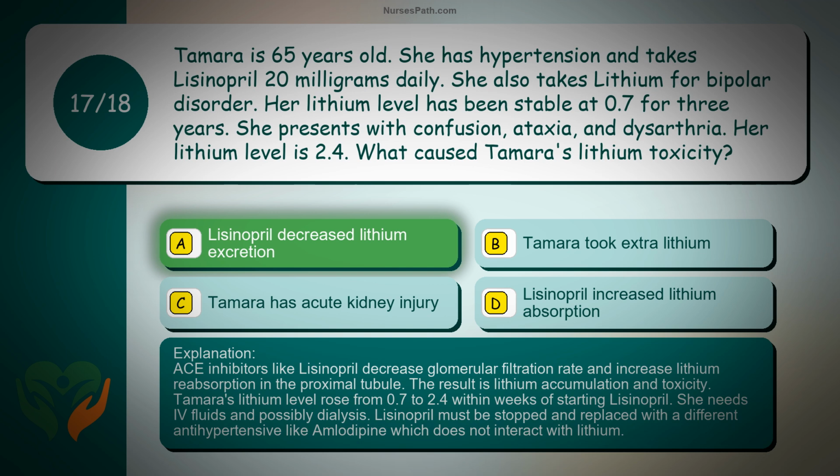ACE inhibitors like lisinopril decrease glomerular filtration rate and increase lithium reabsorption in the proximal tubule. The result is lithium accumulation and toxicity. Tamara's lithium level rose from 0.7 to 2.4 within weeks of starting lisinopril. She needs IV fluids and possibly dialysis. Lisinopril must be stopped and replaced with a different antihypertensive like amlodipine, which does not interact with lithium.